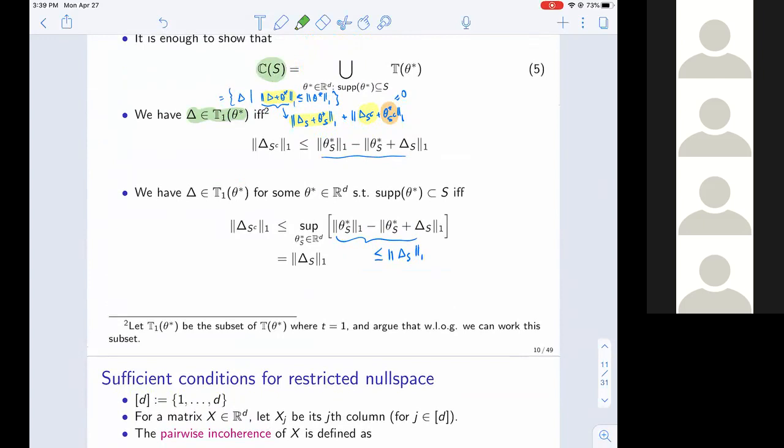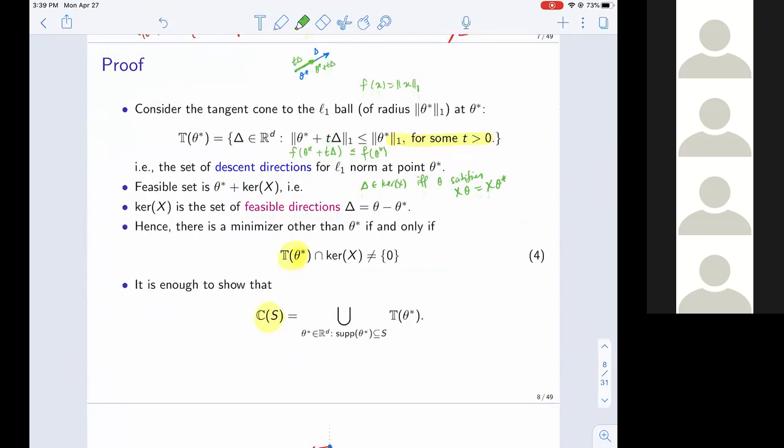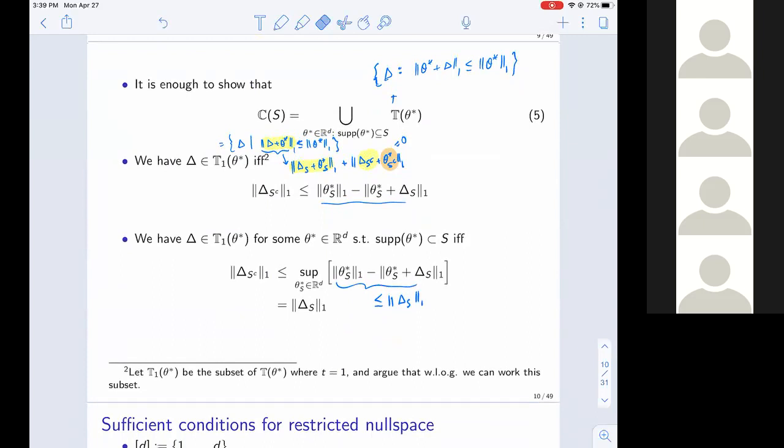And so the idea was to take this definition of the tangent cone with t equal to 1. What I'm looking at here is the set of all deltas such that the L1 norm of theta star plus delta is less than or equal to the L1 norm of theta star. Because if I have such a delta for a given t, I can always rescale it to get a new delta with t equal to 1. So without loss of generality, I can work with these things, okay? And if I have a delta in this, then this is basically t equal to 1.